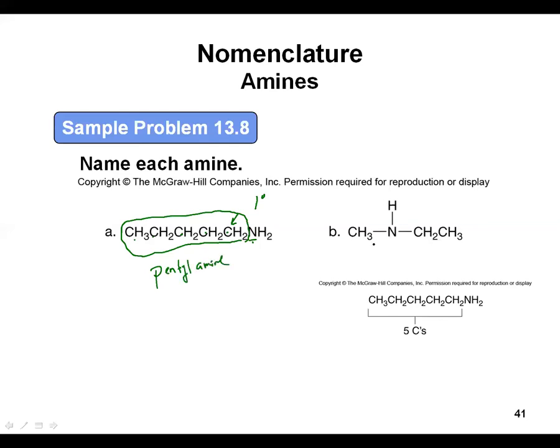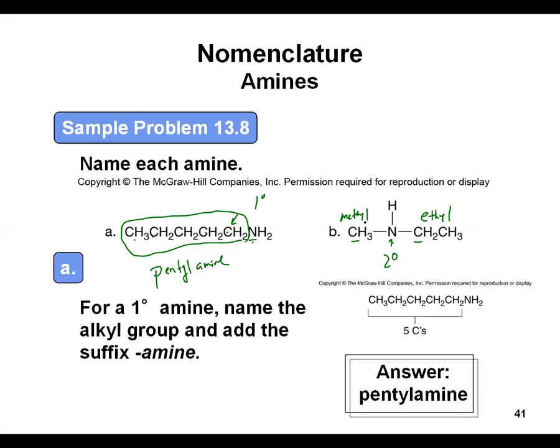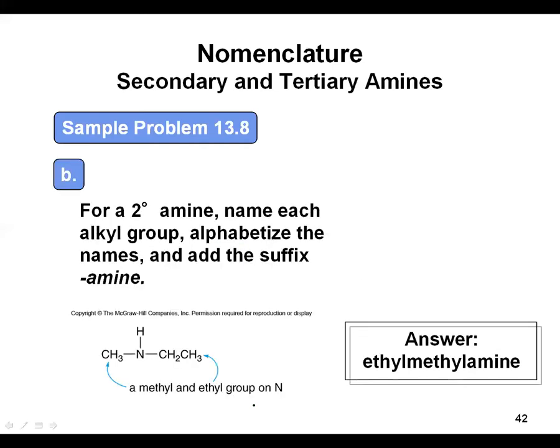This again over here is a 1 and 2 carbon attached to the nitrogen, which means this is a secondary amine. We have a 2 carbon group over here, which is an ethyl. We have a 1 carbon group, which is a methyl. And again, alphabetical there, we would have ethylmethylamine. Pentylamine is what we got over here for this first guy, and hopefully they get the same thing. And our ethylmethylamine for this guy here.